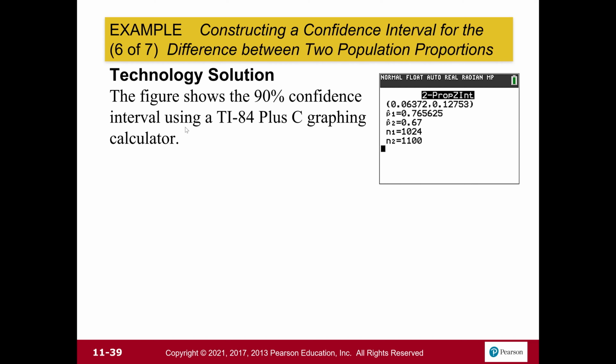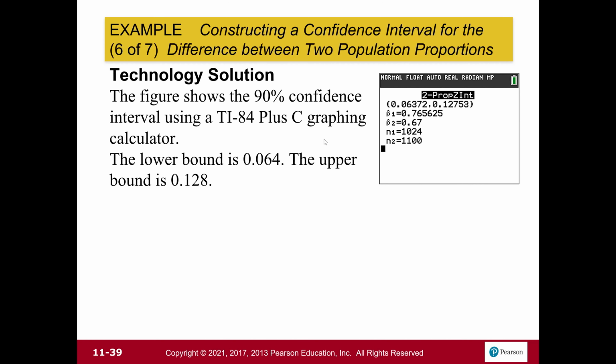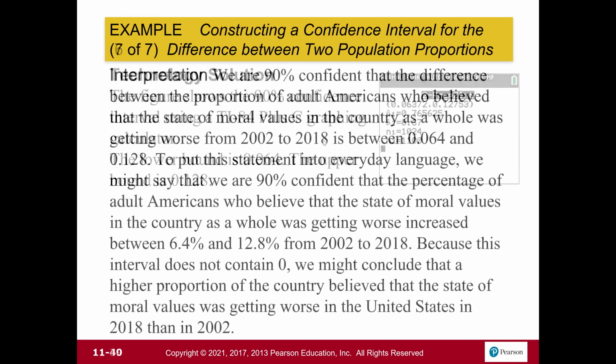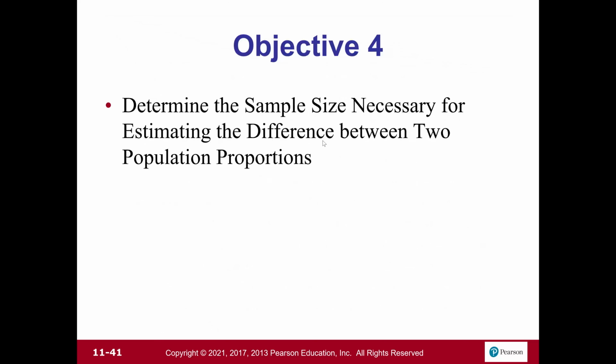And this could have been done using the TI-84. It's called the 2-prop Z INT. The INT stands for interval. 2-prop INT. Plug in the information, set your confidence level of 90%, and this is what you would get. The lower bound and the upper bound is consistent with what we got in our results.